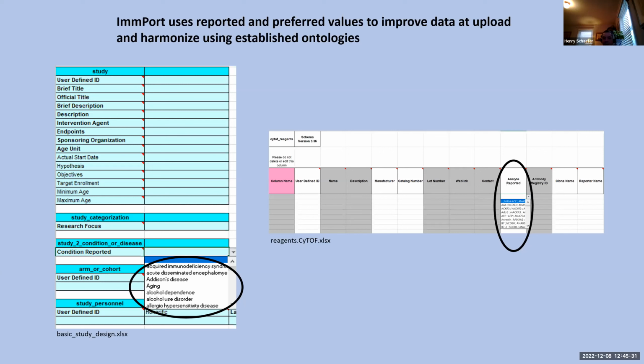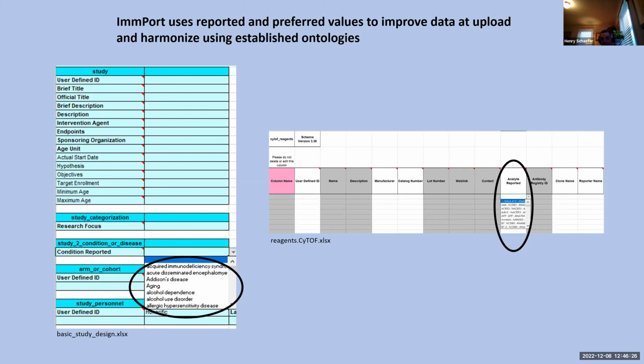Upload into ImmPort. ImmPort uses established ontologies whenever possible to define the terms that we use for data annotation. The preferred method is that within the upload templates, we provide, here you see condition reported for a study and analyte reported for a reagent. So we will have a lookup table, a reference table, and that will populate a drop down. And then you can look at the drop down and see if your analyte or your condition is available.